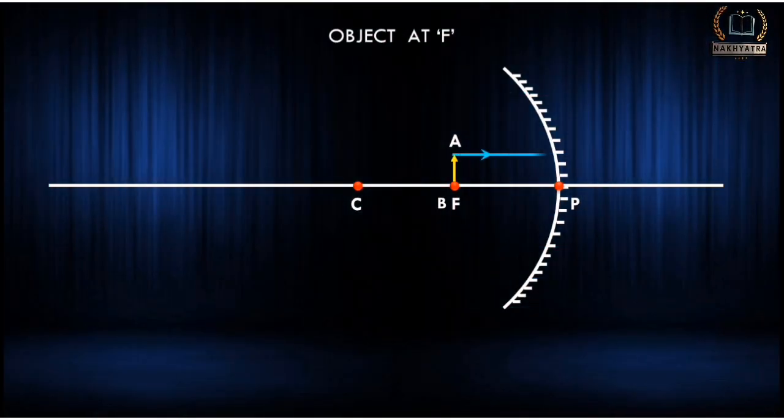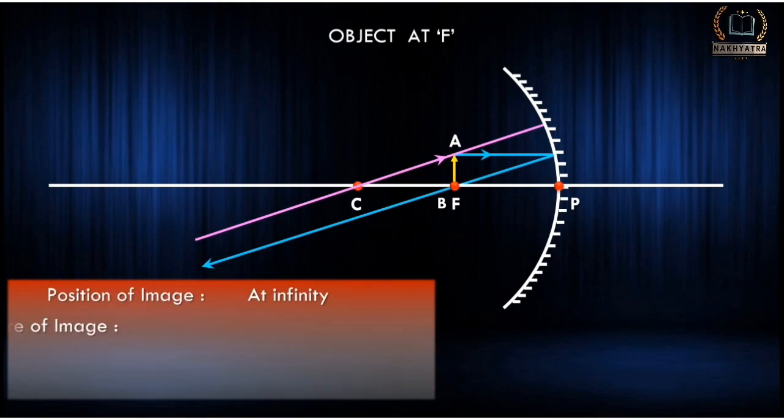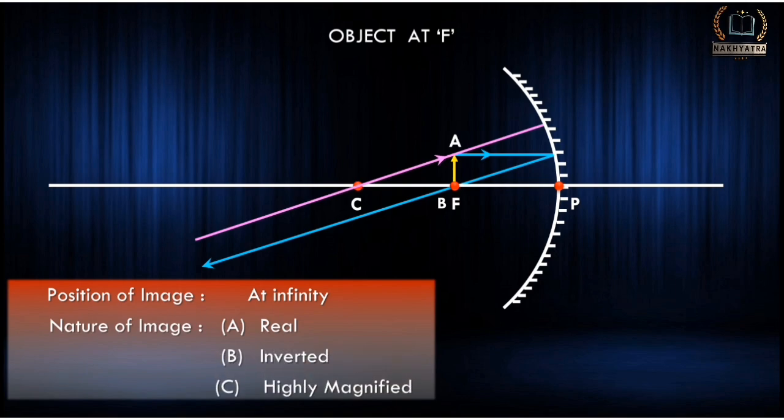Now when the object is placed at the focus. One incident ray from the object, after striking the concave mirror, reflects back through the principal focus, because the incident ray is parallel to the principal axis. Another incident ray from the object passes through the center of curvature, strikes the mirror, and reflects back along the same path. Now the reflected rays are parallel, and we know that parallel lines never meet, so the reflected rays go to infinity and the image forms at infinity. The position of the image is at infinity, the nature of the image is real and inverted, and the size is highly magnified. Clear everyone?